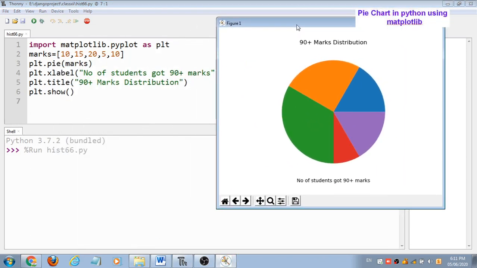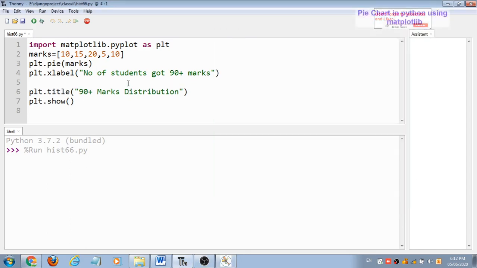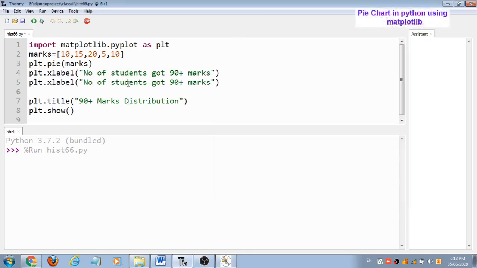Okay, so this is the output. Actually, in a pie chart there is no X and Y axis. That's why it's not there, because this is the number of students who got 90% marks. This is written in the X label, so it is displaying here. Suppose I write a Y label, then it displays here. So there is no need to write anything. Or if you want to write, then you can, but logically it is not required.